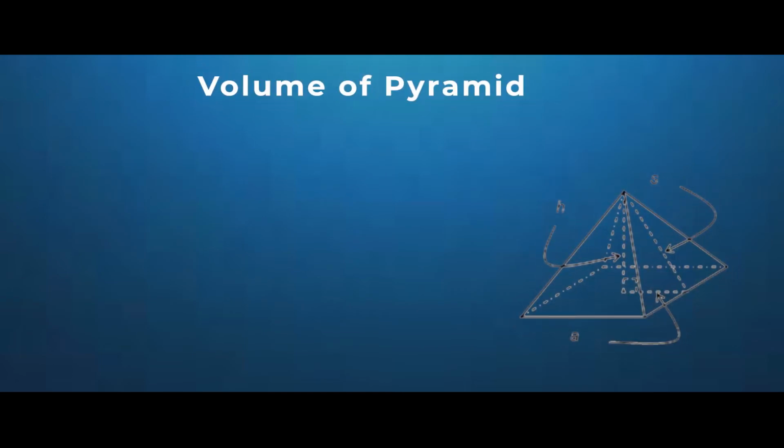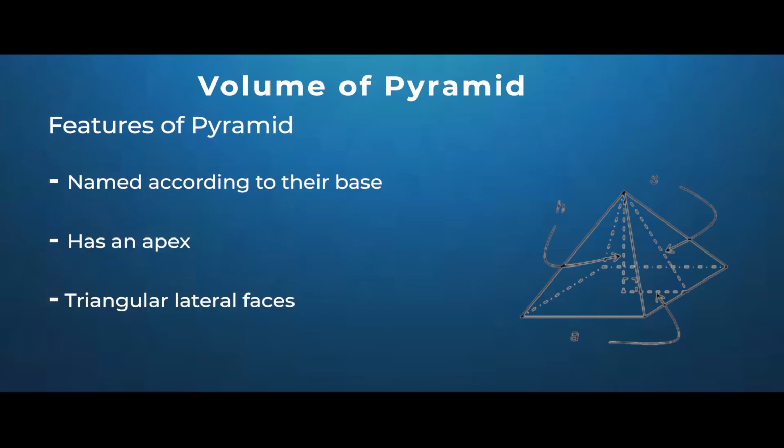Now let's move on with the volume of pyramid. Let's look at some of the features of pyramid. Pyramid has an apex and a base, and the lateral faces of the pyramid is in triangular shape. And we also name pyramids according to their base.